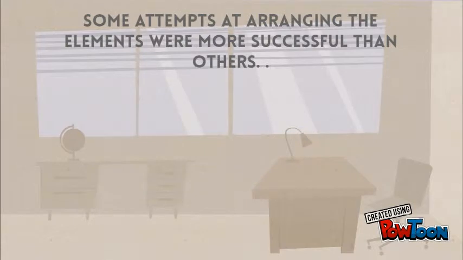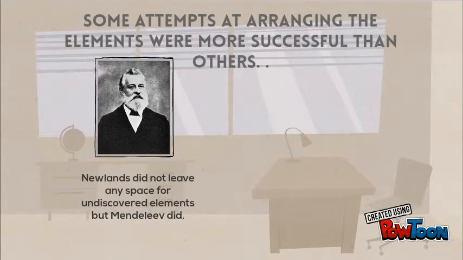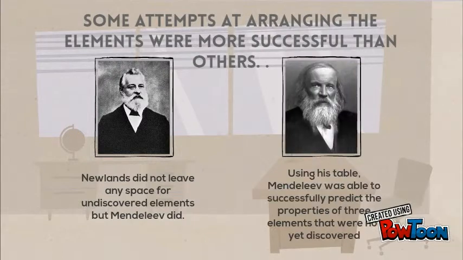Some attempts at arranging the elements were more successful than others. Newlands did not leave any space for undiscovered elements, but Mendeleev did. Using his table, Mendeleev was able to successfully predict the properties of 3 elements that were not yet discovered.